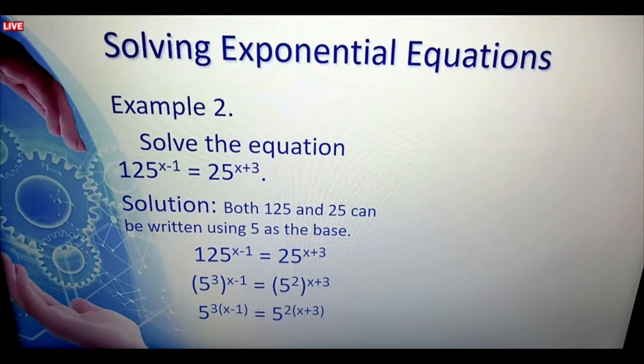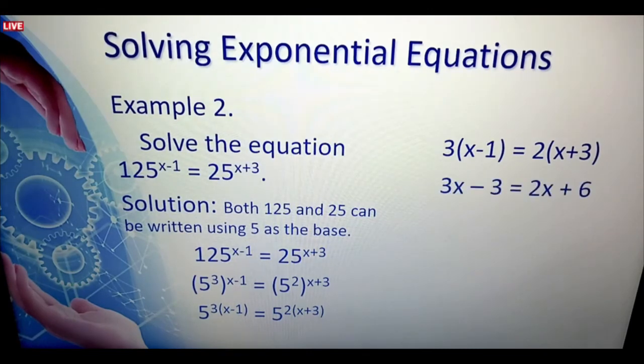Same base means the exponents will be equal. The exponent of the left side is 3 times the quantity x minus 1, and the exponent of the right side is 2 times the quantity x plus 3. By simple operation of the equation, we have 3x minus 3 equals 2x plus 6. Continuing the operation, finally we have the value for x. The value of x is 9. Okay?